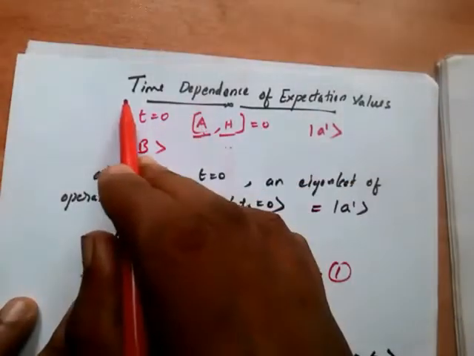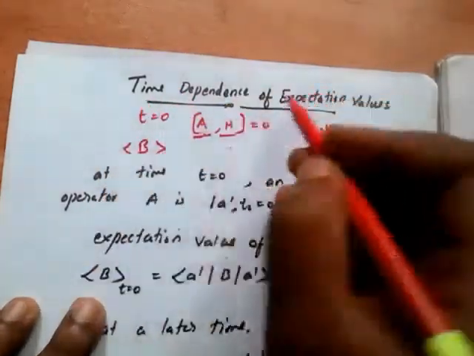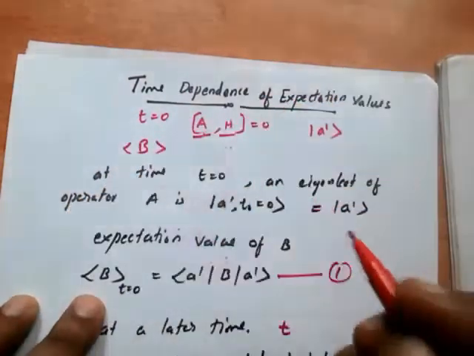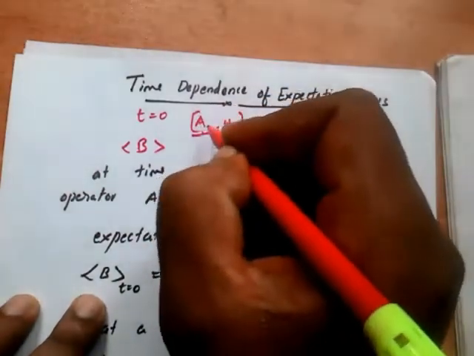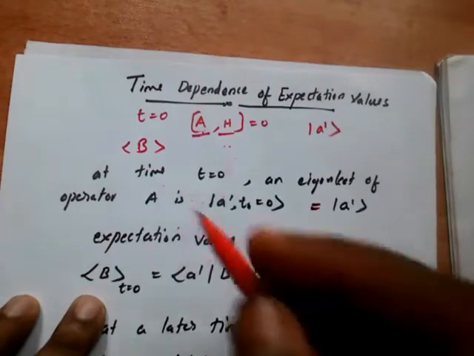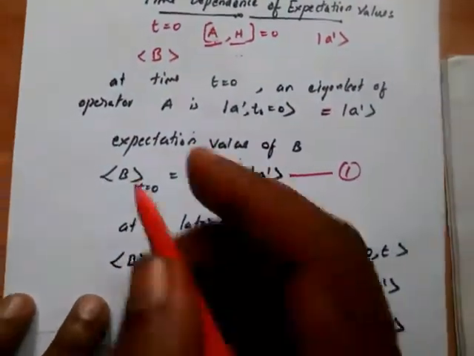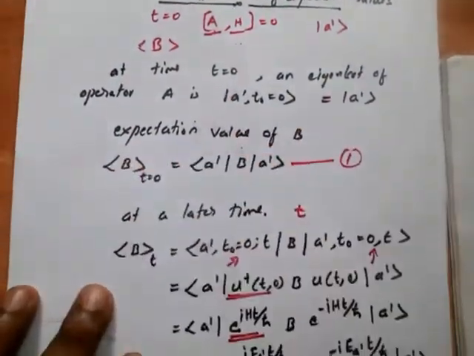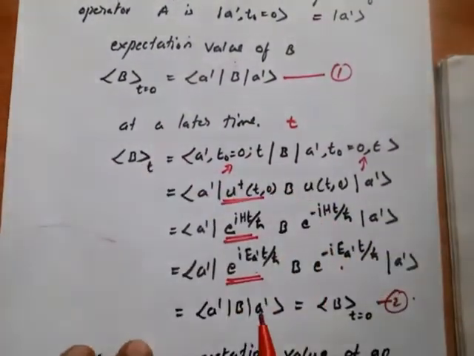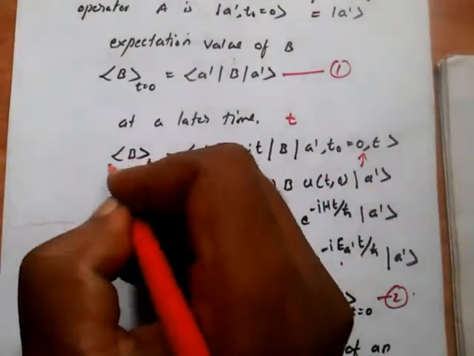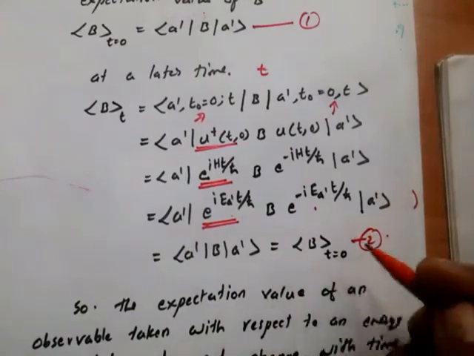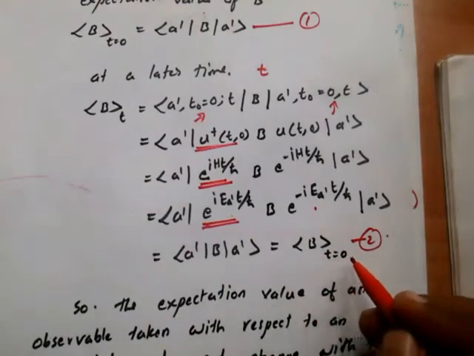In last class, we discussed time dependence of expectation values. We have taken one operator B that need not commute with A or H. H is the Hamiltonian operator. And we have taken this operator at time t equal to 0. We found the expectation value, and at a later time t, again we found the expectation value of this operator, and we found that it is equal to the expectation value of B at time t equal to 0.